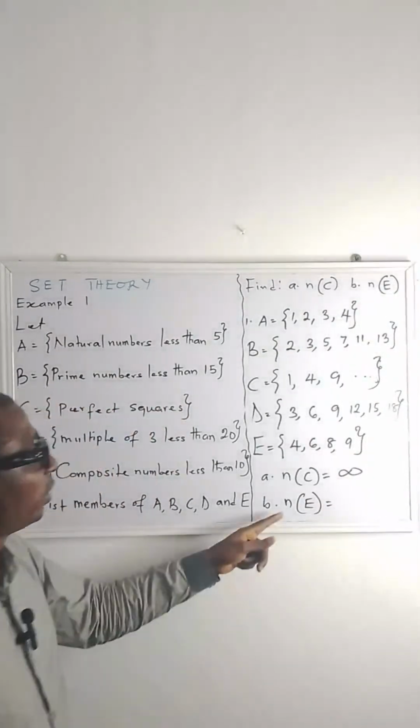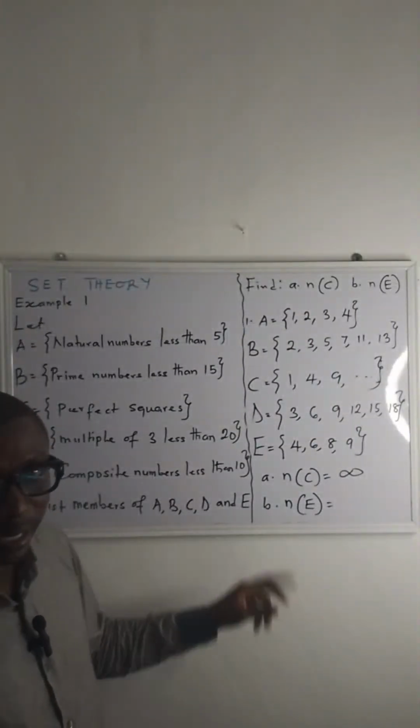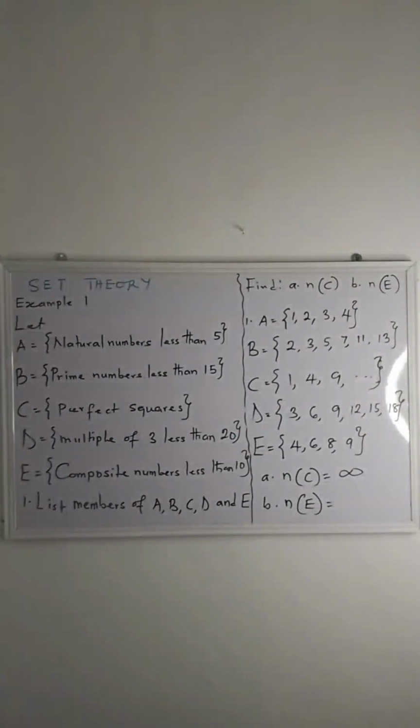I want somebody to do this and tell me the answer. Drop the answer in the comment section. Let me wait and see what some of us have here. What is the number of elements in set E? I'm waiting for responses. Is anybody dropping anything?